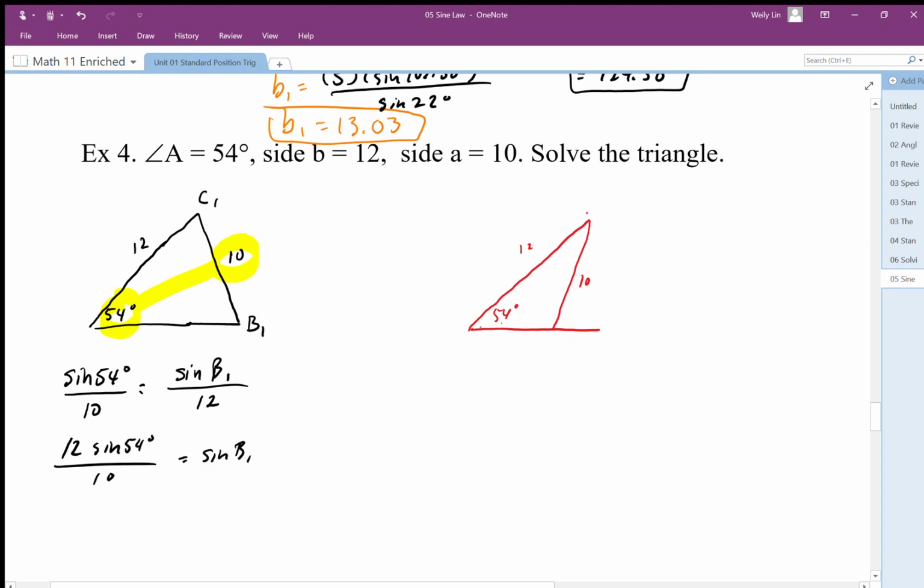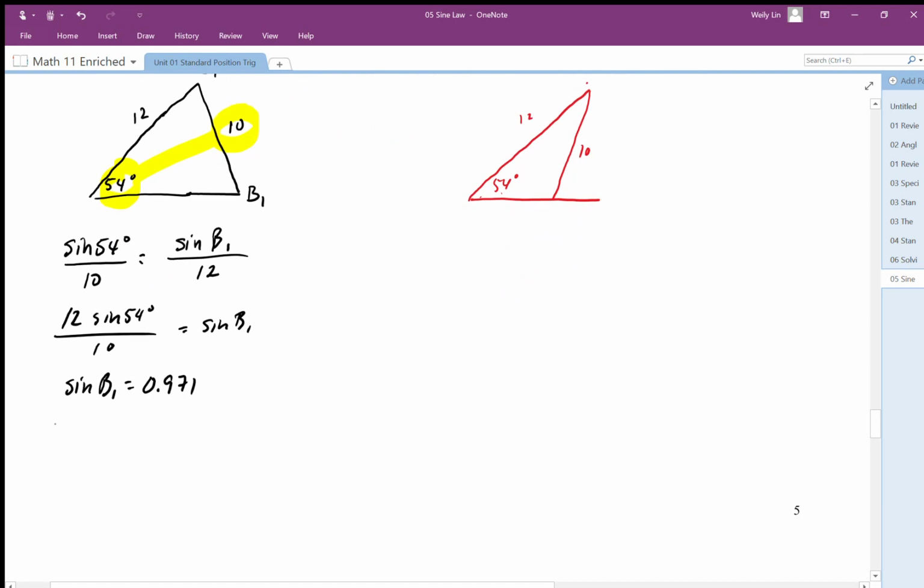Working out the decimal of that sine value, we get 12 times sine 54 degrees divided by 10. It's 0.9708, so I'm going to round that to 0.971. So sine B1 is equal to 0.971. Then solving for angle B1, we're going to use the arc sine of this, so we're going to undo the sine. I want to get in the habit of writing the arc sine. The input is my ratio, the output is my angle. So I do second sine, and I get 76.12 degrees. So angle B1 is equal to 76.12 degrees.